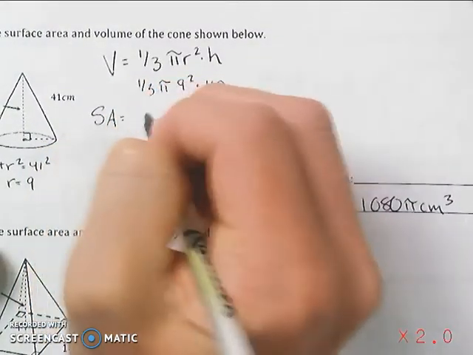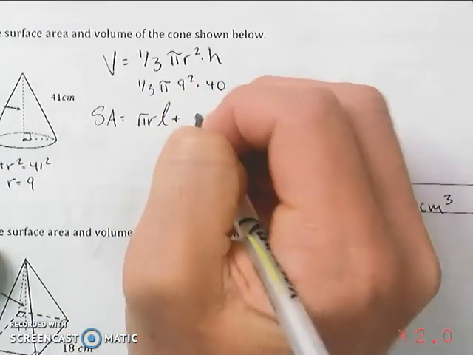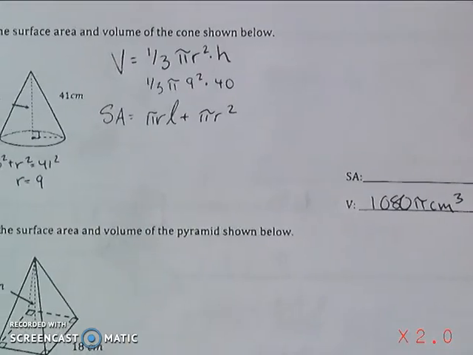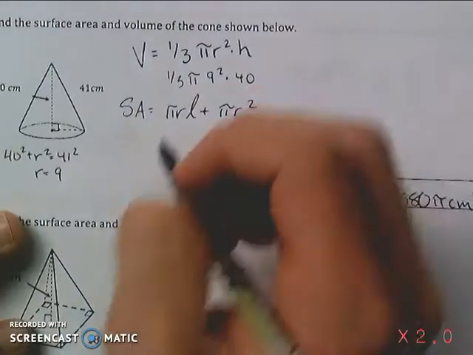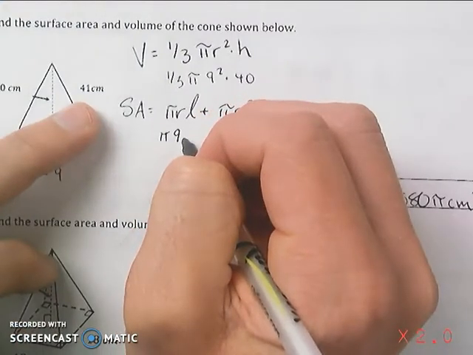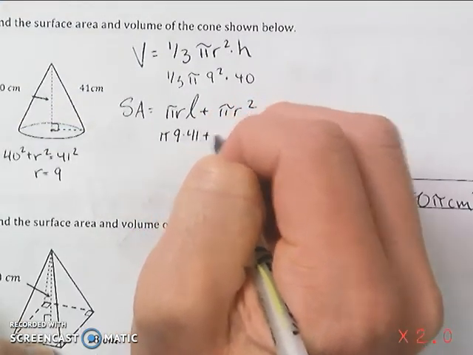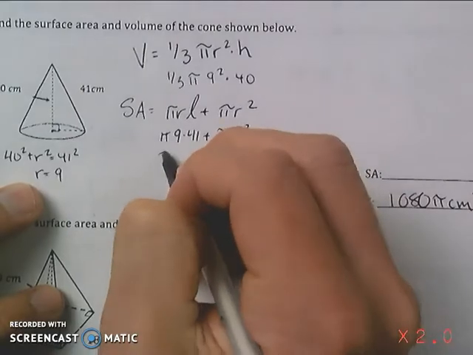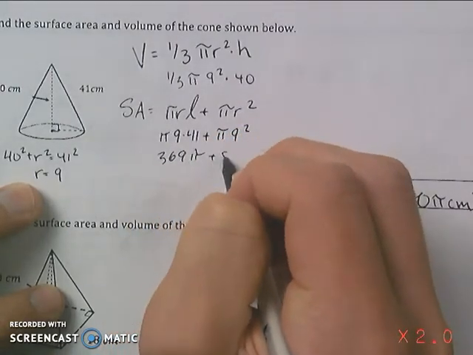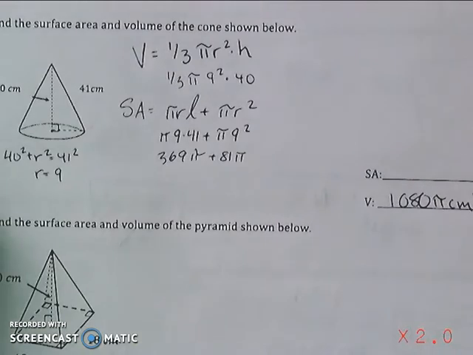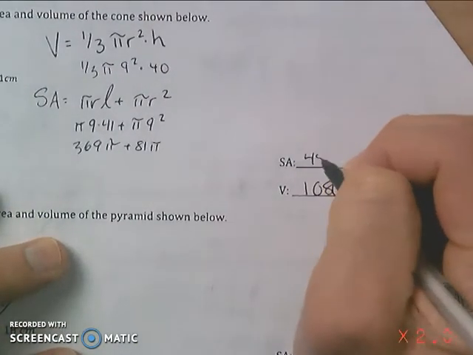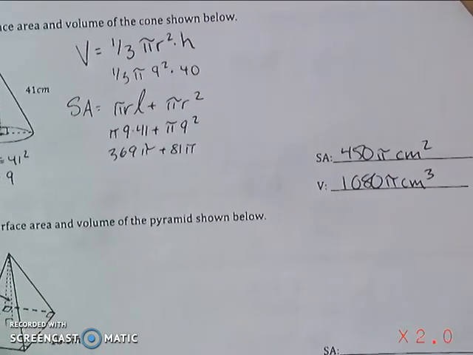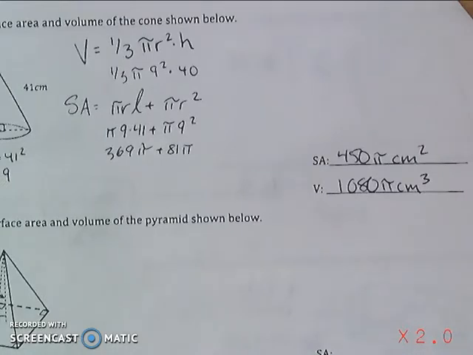Surface area is going to be pi RL plus pi r squared. Okay? We're going to go ahead and solve for this by doing pi times 9. The slant height is 41 plus pi r squared. So 9 times 41 is going to give me 369 pi plus 81 pi. And we get 450 pi square centimeters. Okay. So there we go, nice and neat. We got all of our work right there.